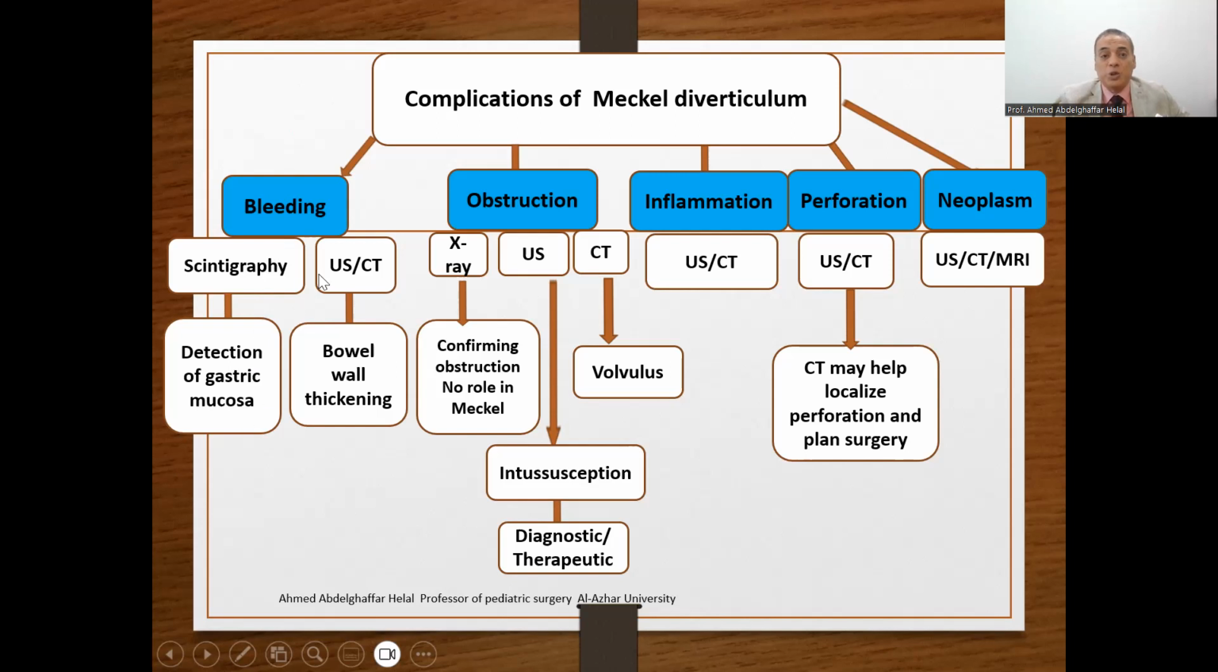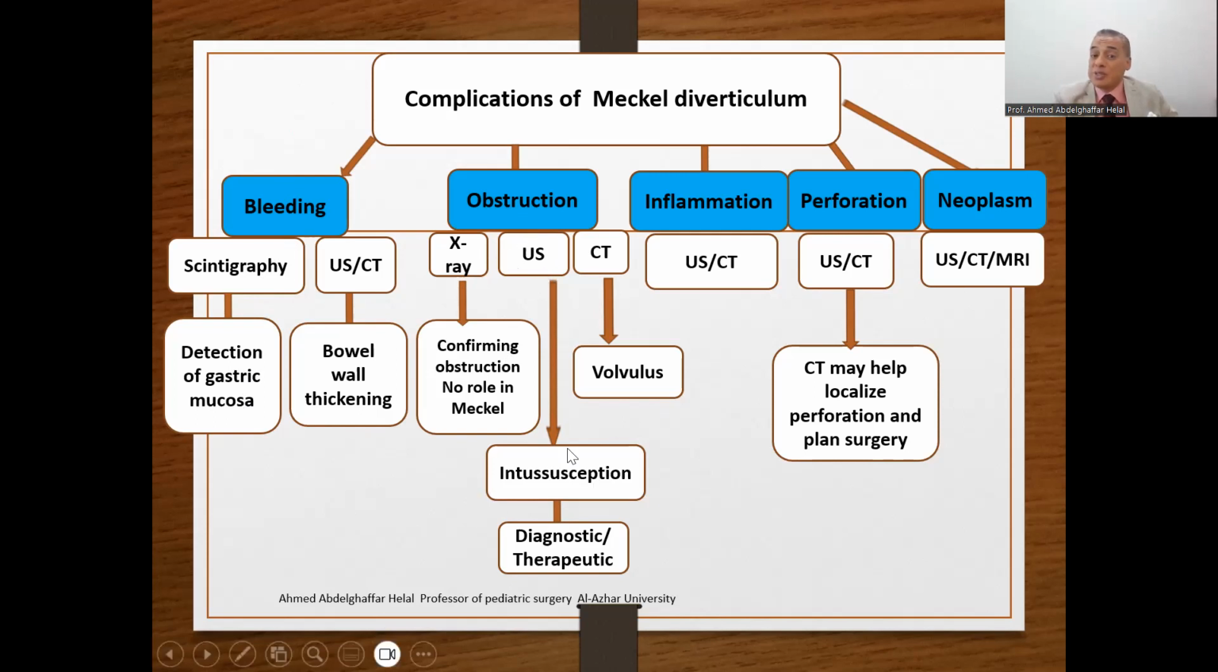Detection of the gastric mucosa: ultrasound and CT may show bowel wall thickening, but in cases of very low or recurrent bleeding, scintigraphy is very essential. In obstruction, X-ray confirms the obstruction but has no role in detecting Meckel's as the cause. There may be multiple fluid levels, obstruction, perforation, or pneumoperitoneum.